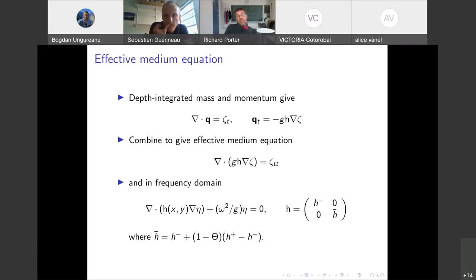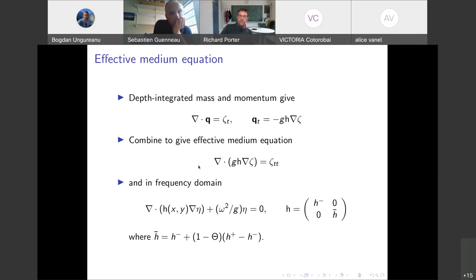Okay, and then when I depth integrate my mass equation and I depth integrate my momentum equation, I can do essentially the same thing. And it turns out that I get essentially the same equations as before, apart from the fact that this was a scalar before, and this now becomes this diagonal tensor term. Okay, and that's because when I depth integrate again, I'm picking up the area associated with the momentum traveling in the x and the y direction separately. So this was always a scalar equation, so I always get the same thing here. And when I combine these two, you can see that I get this effective medium equation.